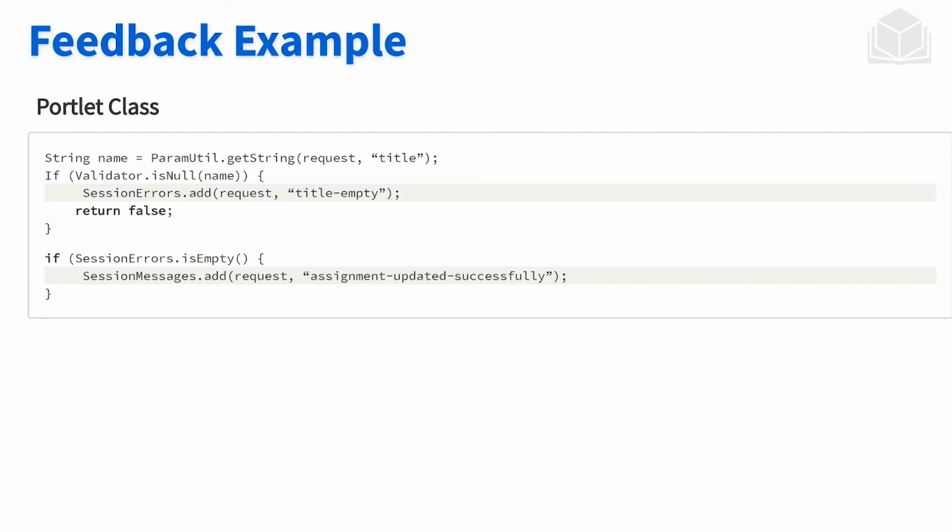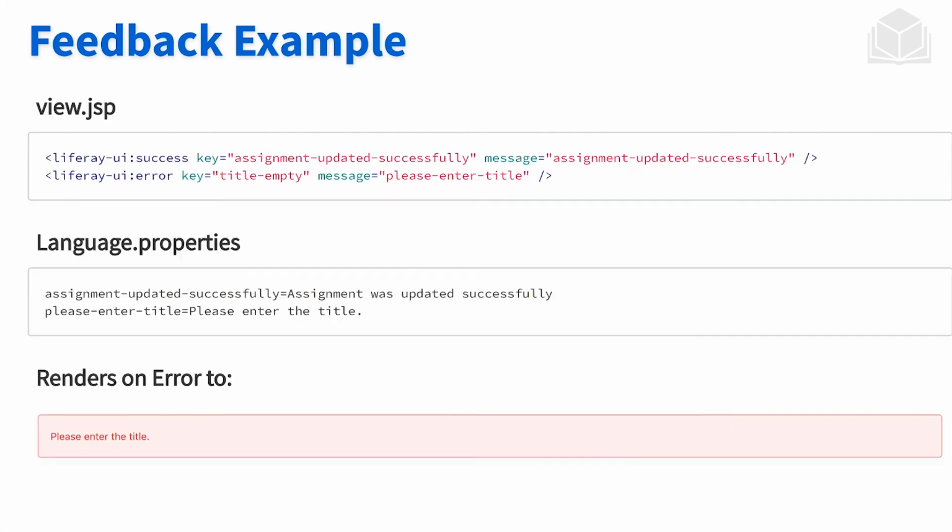Going back one slide, let's talk about that one more time. Whether we're using session errors or messages, we use the add method to add to the request object a specific string. On the JSP side, we use the Liferay UI tag library to retrieve that key from the errors or the messages. Once we retrieve that specific key, we'll output the message. What we do at Liferay is abstract out the message as a key and provide the actual message in another file called language.properties. We'll talk more about that in the localization section.